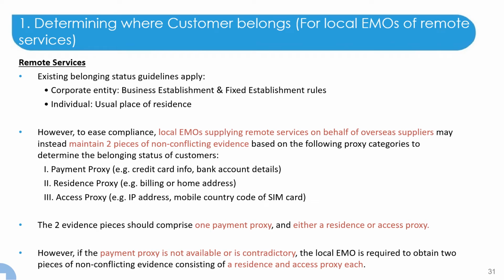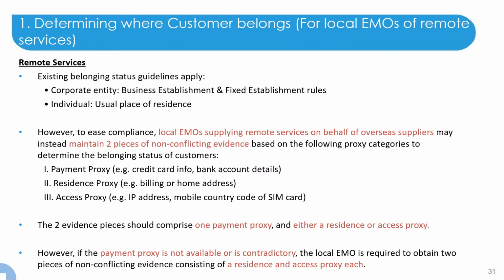For local electronic marketplace operators of remote services, when determining where customers belong, the existing belonging status guidelines apply. For corporate entities, we look at the business establishment and fixed establishment rules. For individuals, we look at their usual place of residence. However, to ease compliance, local EMOs supplying remote services on behalf of overseas suppliers may instead maintain two pieces of non-conflicting evidence based on the following proxy categories to determine the belonging status of customers.